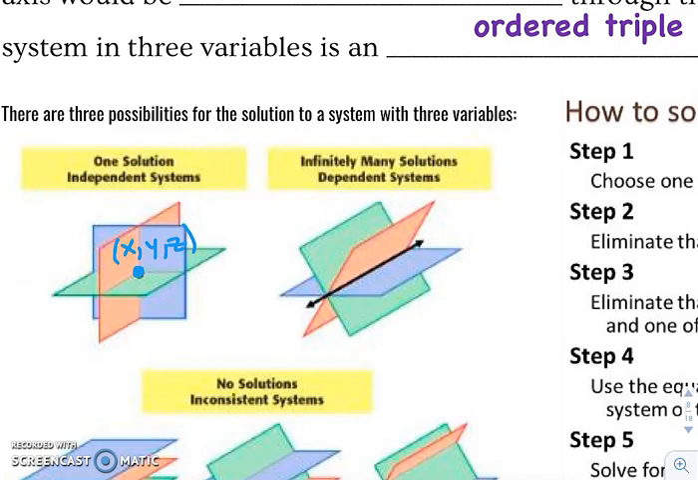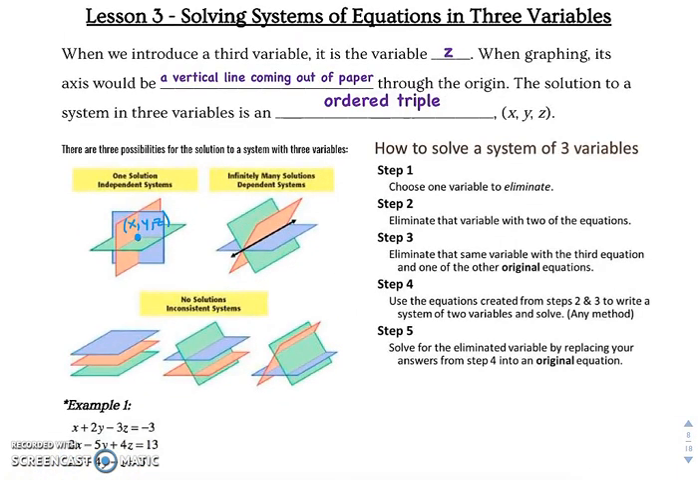Infinitely many solutions would be if they intersect at a line. So instead of all meeting at one point, if they're all sort of lined up together and intersect on a line, then you would have infinitely many solutions because there are infinitely many points on a line. There would be no solution if your planes don't all intersect together. Two of them can intersect, but if not all three of them intersect together, then there's no solution. And that's what these bottom three are trying to tell you here.